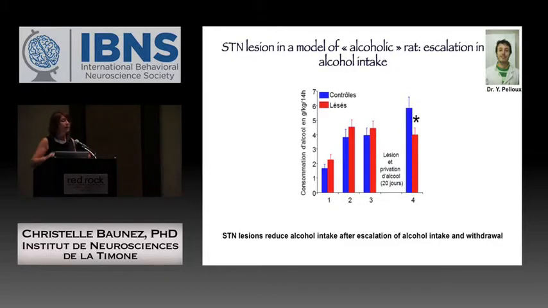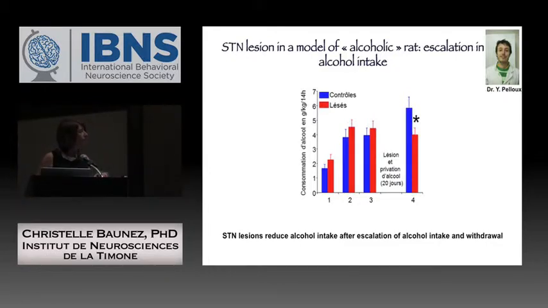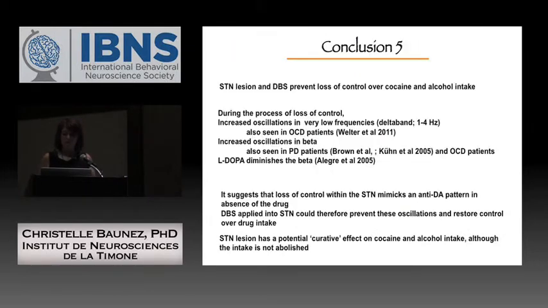Yann Pelou did an experiment with alcoholic rats. So he let them escalate their alcohol consumption and perform the lesion. Of course, after the lesion, we had to let them recover. So they had a withdrawal of 20 days before we retested them on their alcohol consumption. And you see that although there was a huge relapse in the controls, then the lesion guys showed a lower consumption of alcohol. So it's promising, not necessarily fantastic and spectacular effect, but there are still promising results.